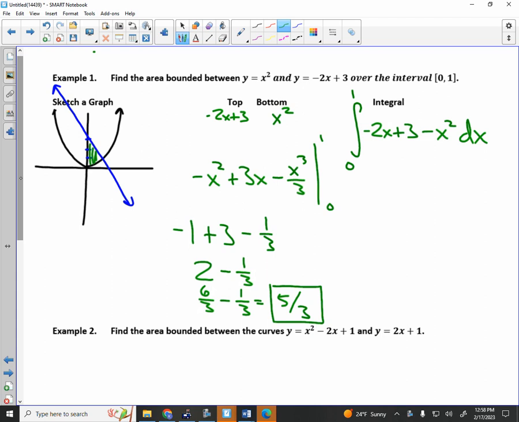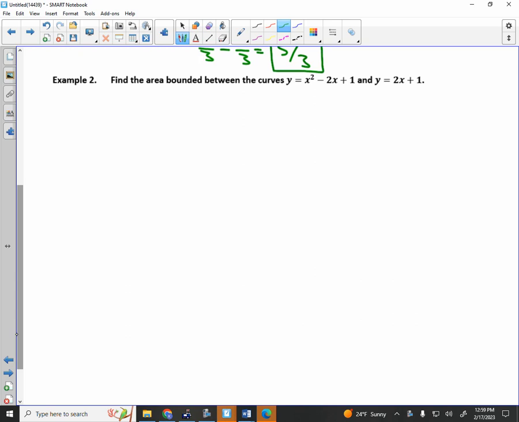You plug in the thingy. Yep. Okay. All right. Example 2. These do get slightly more challenging, not a lot, but please really pay attention as we talk about this one. Area between the curves y equals x squared minus 2x plus 1 and y equals 2x plus 1.